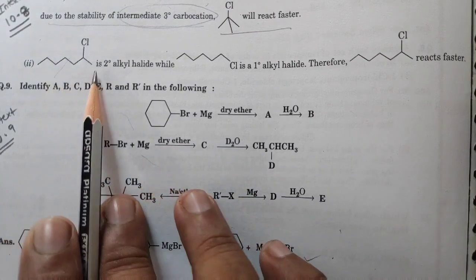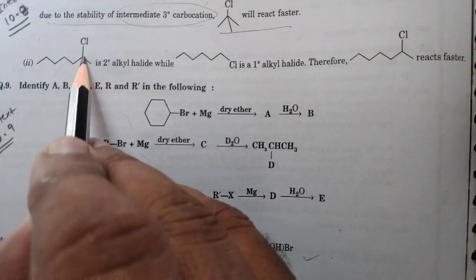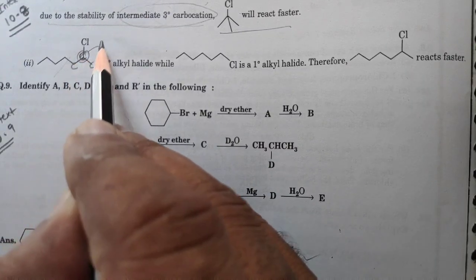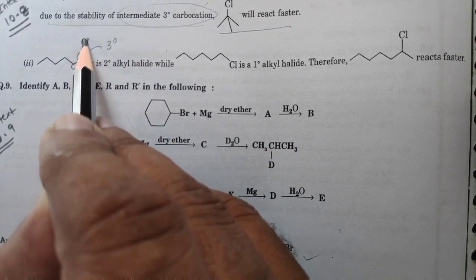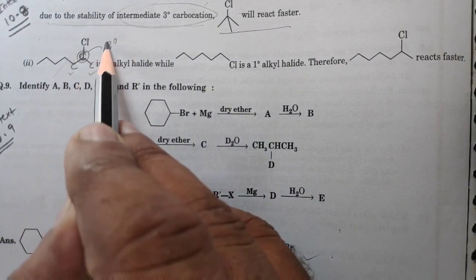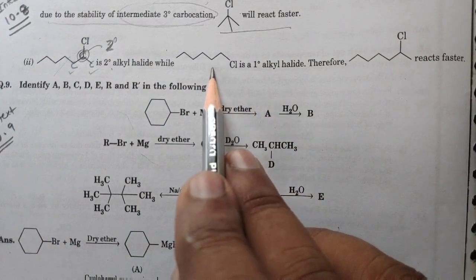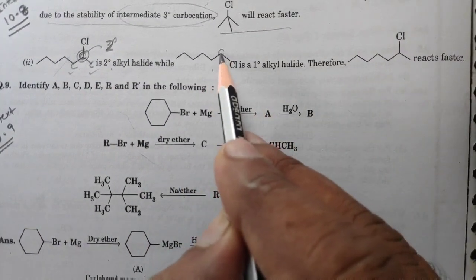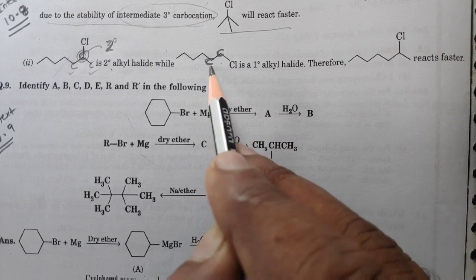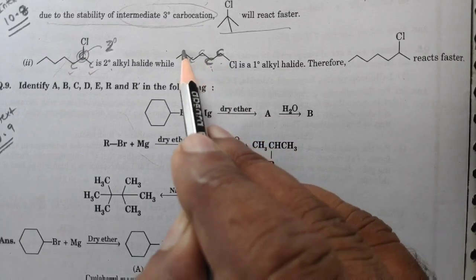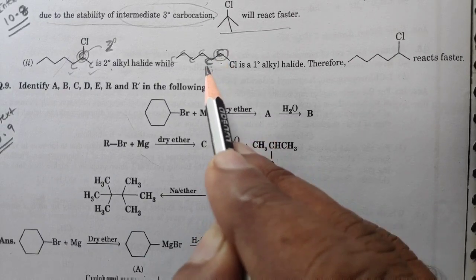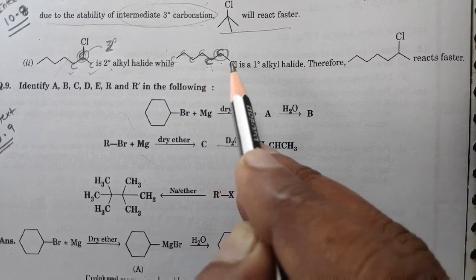Now, this one, when I write here the carbon, this carbon is attached to two others. It is attached to halogen, right? And it is attached to two others. So secondary. And when we talk about this structure, this is the carbon to which the halogen is attached, right? And this carbon is attached to only one carbon. Many are there, but we consider the one attached to halogen. So here this carbon is attached to one carbon and one halogen.